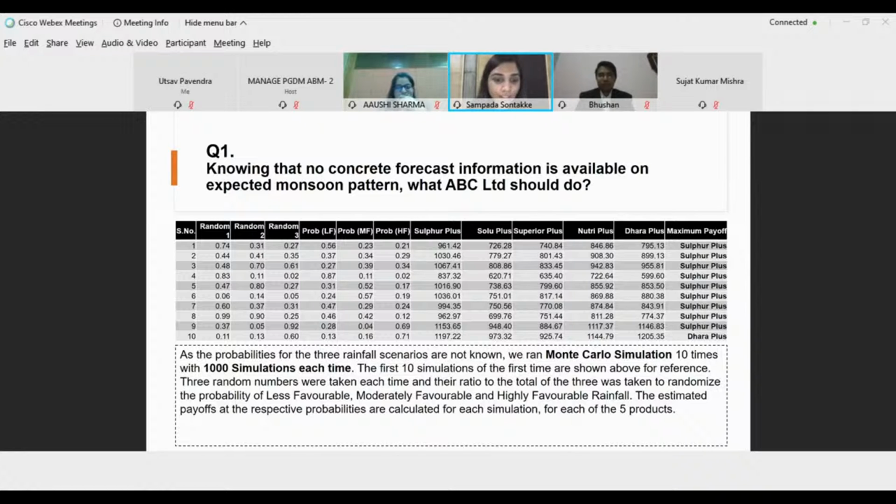In this, as the probabilities of the three scenarios were not known, we tried to run some 1,000 simulations and then see what results we obtain and which is the payoff that we get, for the maximum payoff, in which situation do we get the maximum payoff. So we got that for sulfur plus the payoffs were maximum in most of the situations, and therefore we decided to go ahead with sulfur plus product.